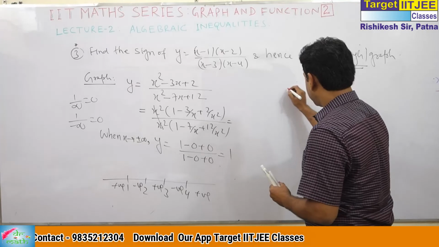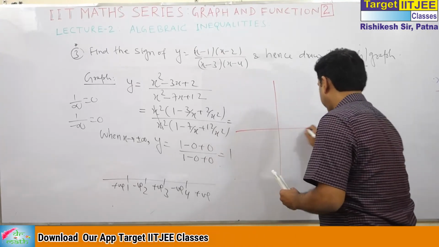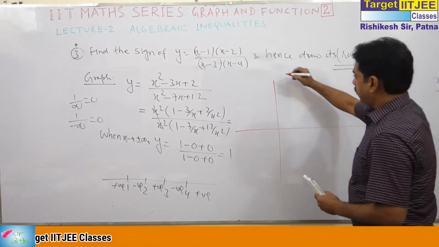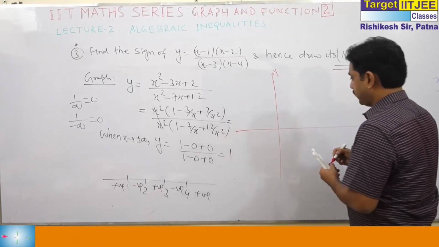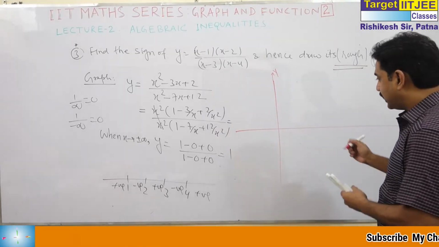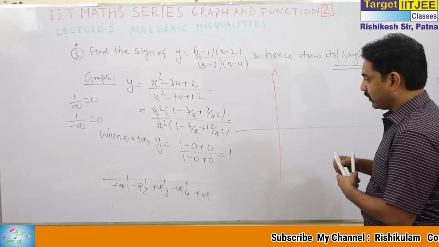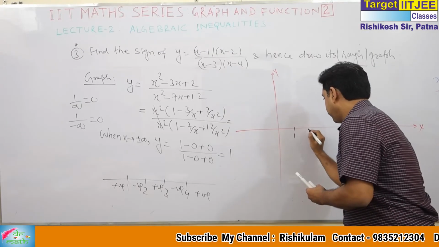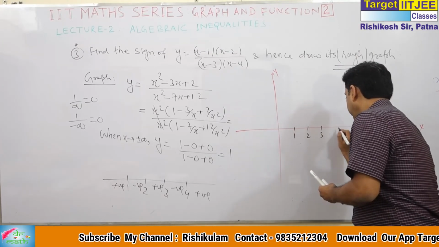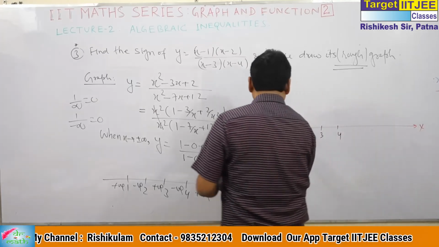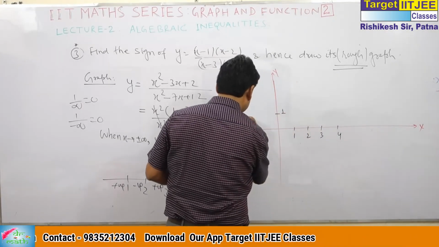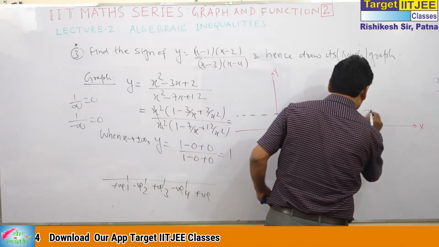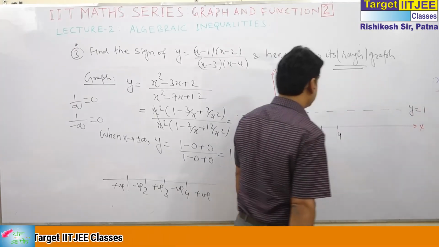See the nature of the graph. Actually, what are the points? 1, 2, 3, 4. This point is important, and this line is also important. This line is actually y is equal to 1.